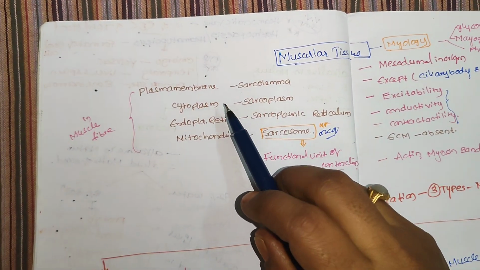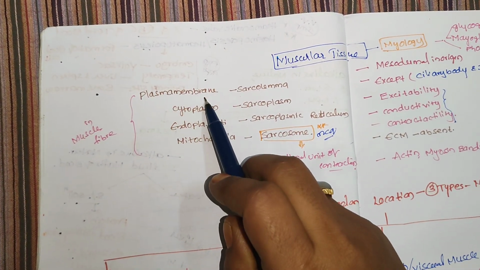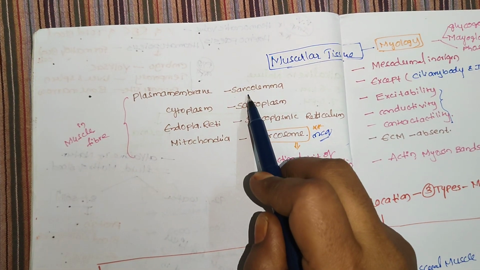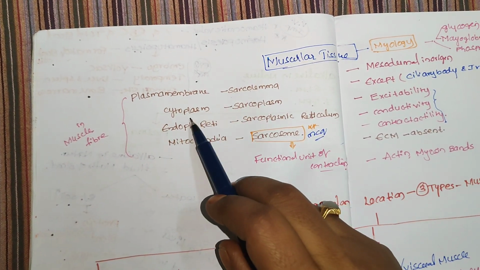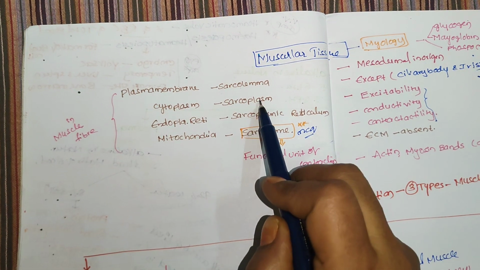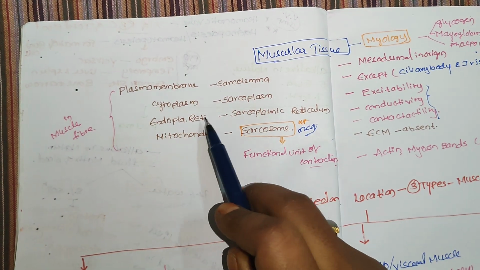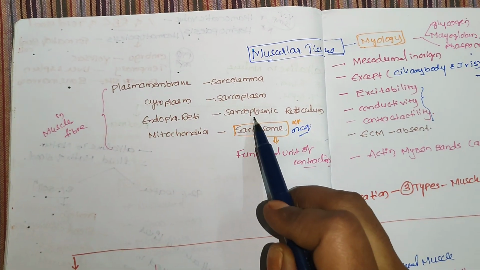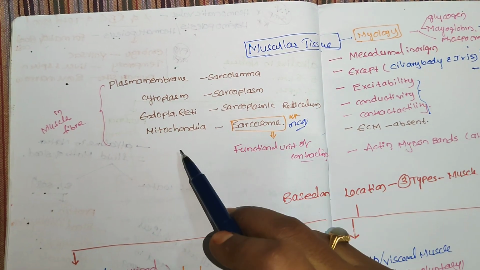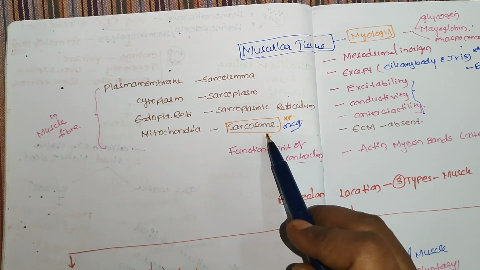Then one important note here: the plasma membrane of the muscle fiber is known as sarcolemma. The cytoplasm of the muscle fiber is known as sarcoplasm. The endoplasmic reticulum of the muscle is known as sarcoplasmic reticulum, and mitochondria are known as sarcosomes.